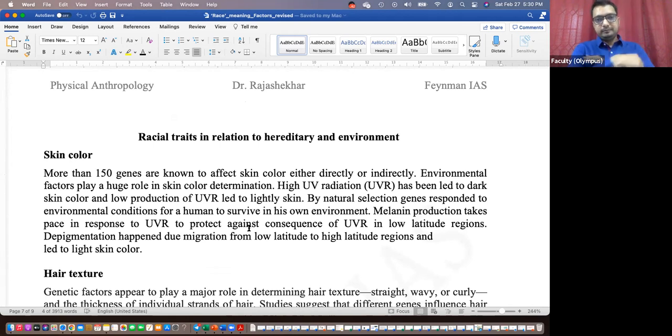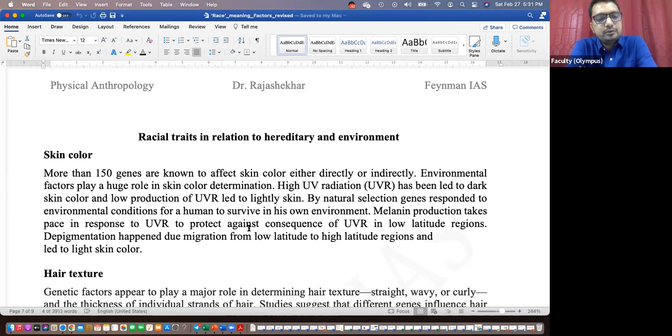So skin color. How is skin color formed over a period of time? Is it because of our genes or because of our environment? What plays an important role? We already discussed this, right? I was telling you two ideas. One, production of vitamin D. Second, protection from UV light. Wherever there is too much sunlight, we produce more melanin pigment, which protects us from UV light and allows enough sunlight to enter the body to make vitamin D.